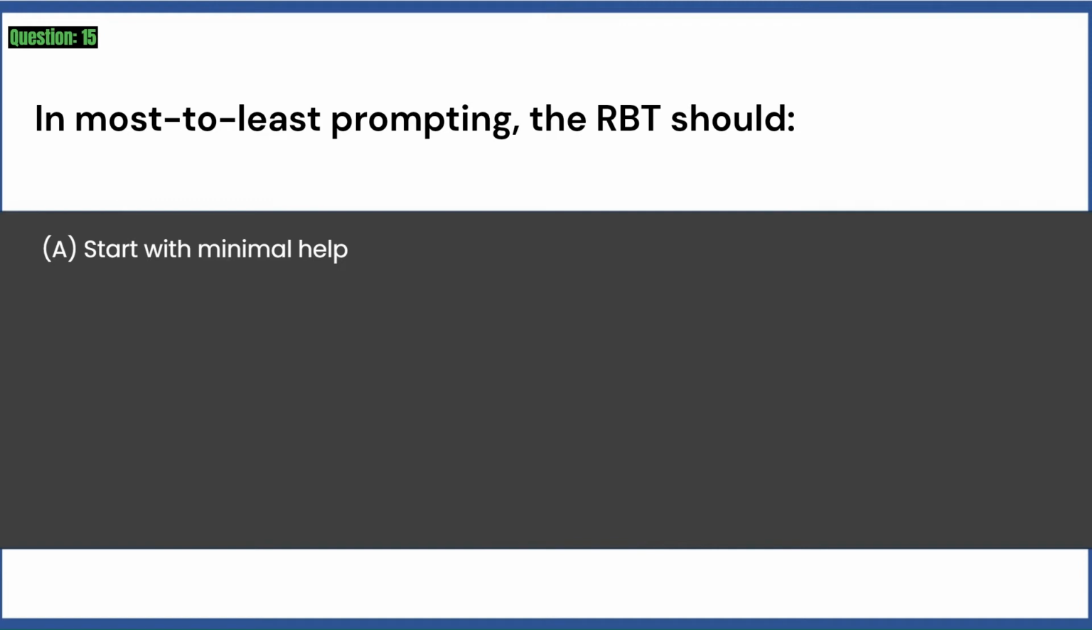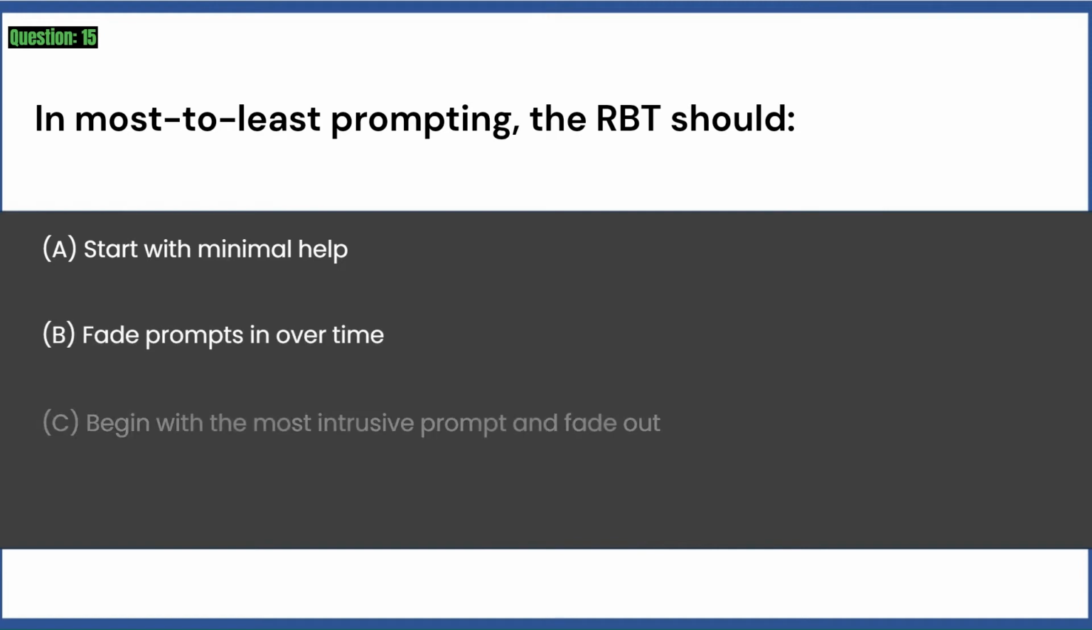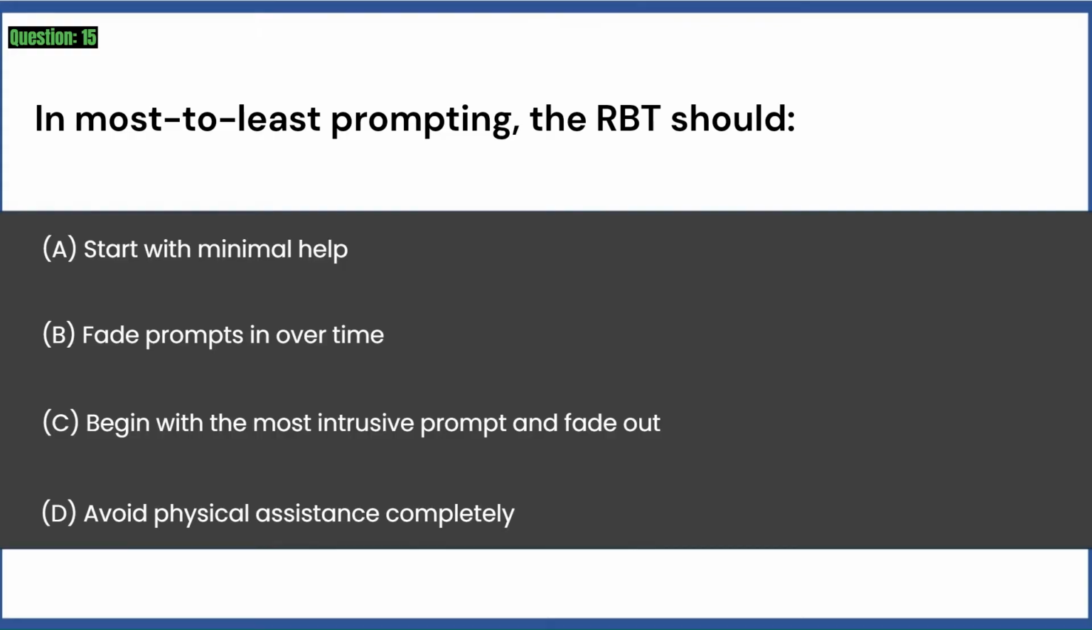In most to least prompting, the RBT should A. Start with minimal help. B. Fade prompts in over time. C. Begin with the most intrusive prompt and fade out. D. Avoid physical assistance completely. Answer: C. Begin with the most intrusive prompt and fade out.